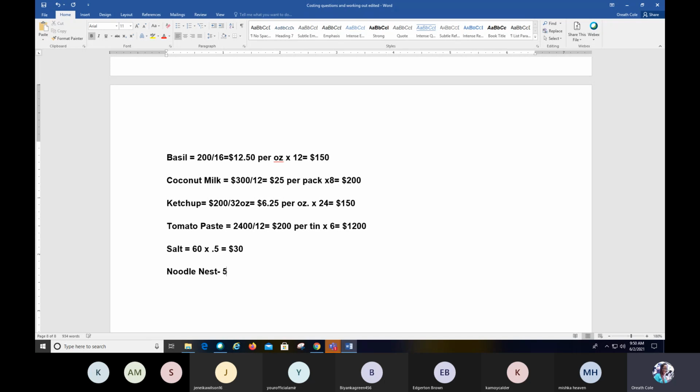All right, so it's the 5,000. You divide that by the 12, and which gives us what? $417. You rounded it. Per noodle pack. And then we multiply by 10. And that's equal to $4,170.